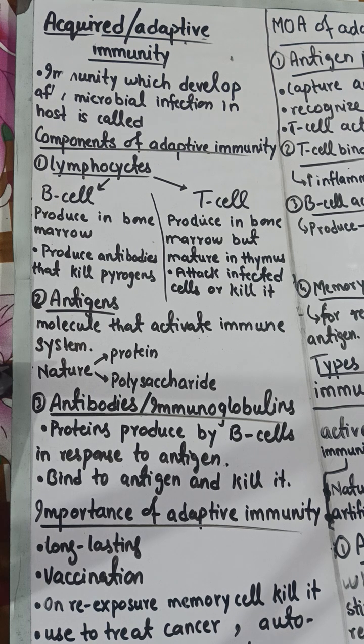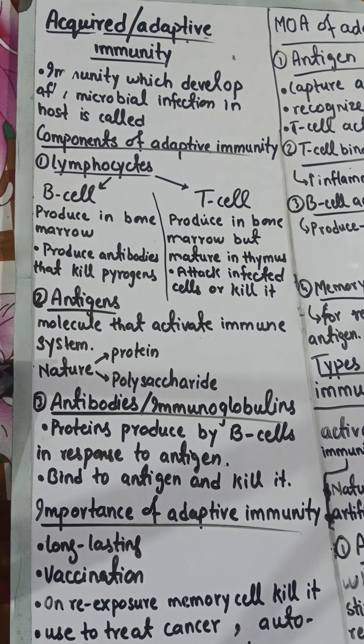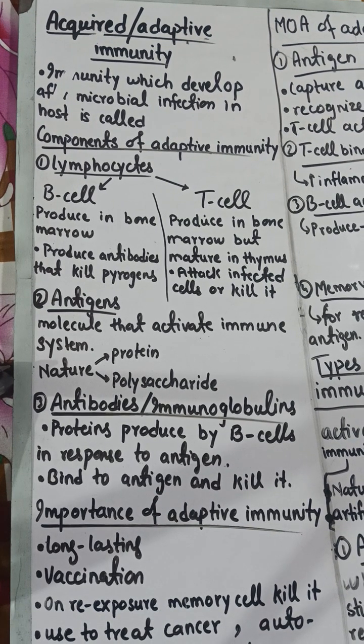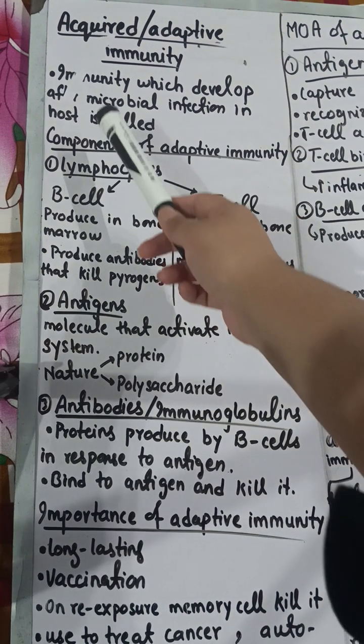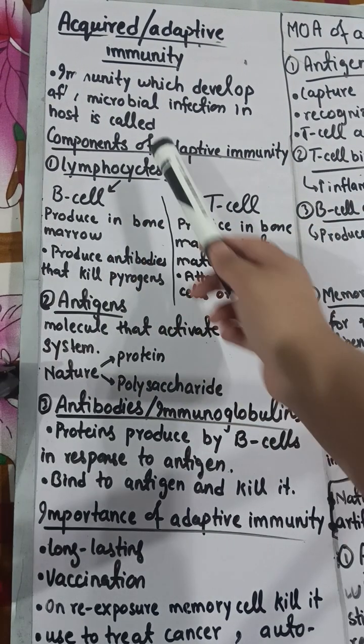So in this lecture we are going to start about the acquired or adaptive immunity. In the previous video we have discussed about the innate immunity. We have discussed what it is, the native immunity and its types and other things. Now we are going to start the other type of immunity, which is the acquired, also called adaptive. So what is it, let's discuss it. It is the immunity which develops after the microbial infection in the host.